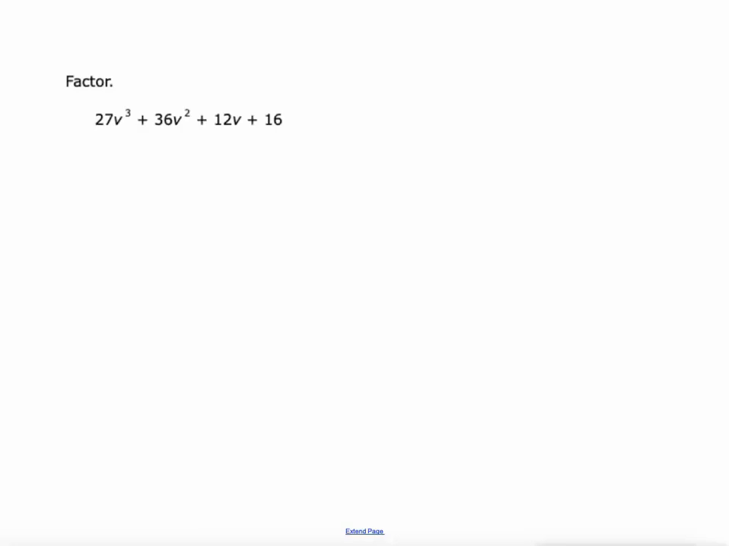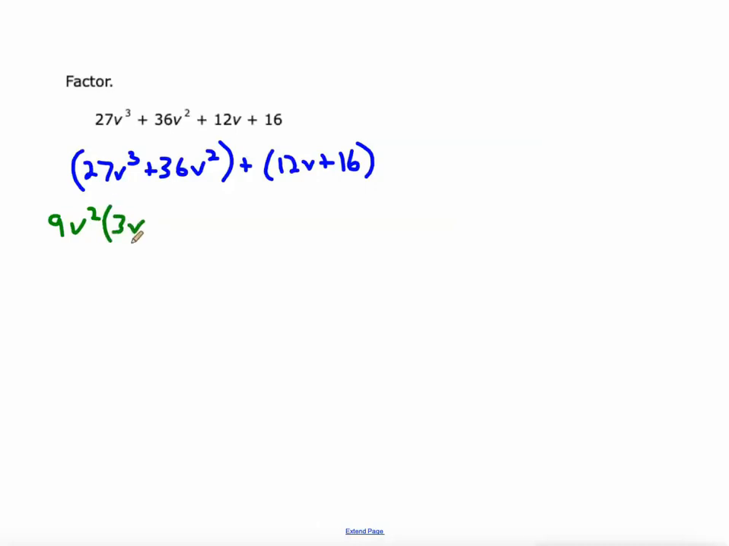Alright, let's do another one. Pretty straightforward, the process anyway, so it's a good skill to get this factoring by grouping down on IXL here. Let's take the first 2 terms and we'll group them together. And we'll take the second 2 terms and group them together. In the first grouping, they're both divisible by 9v squared. When we factor that out, we'll have 3v, as in 9v squared times 3v is 27v cubed, plus 4.